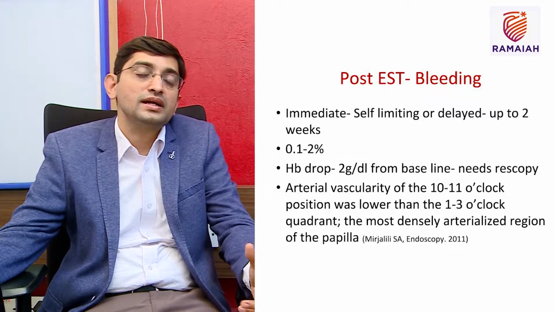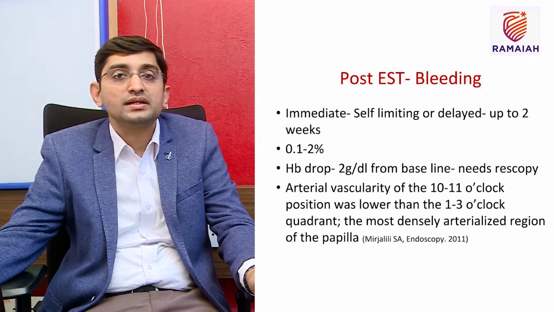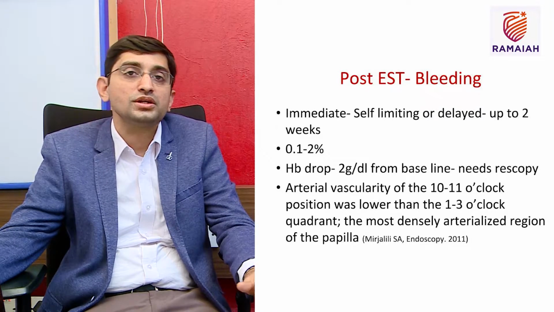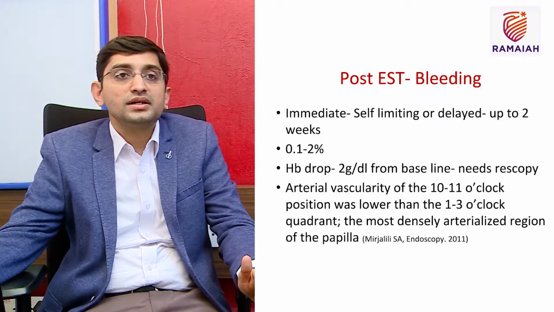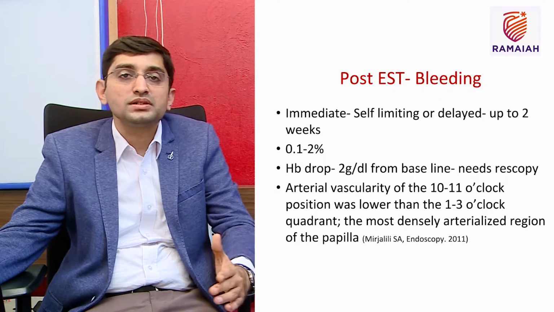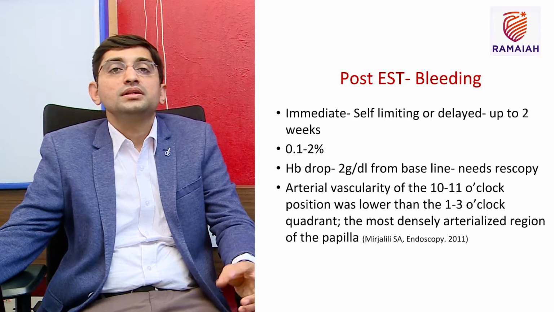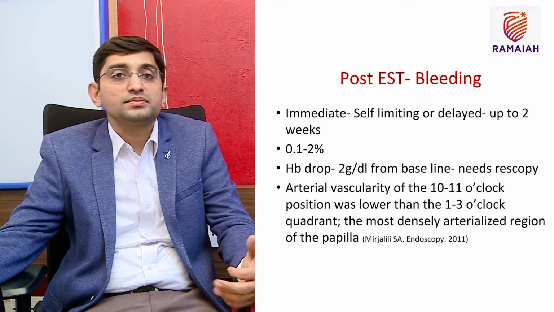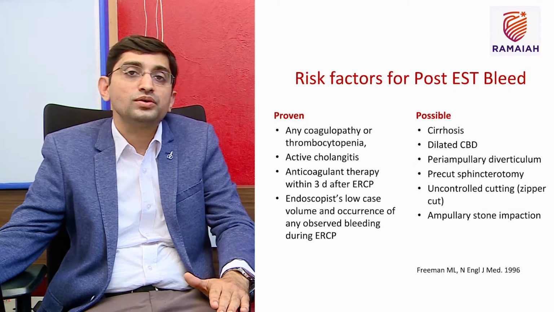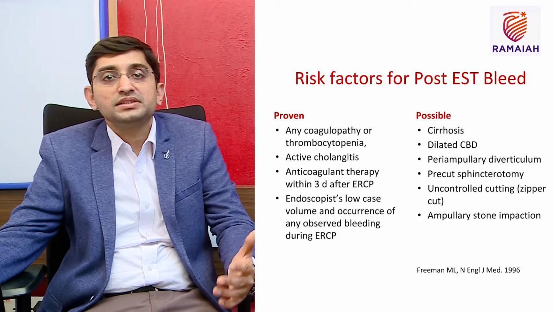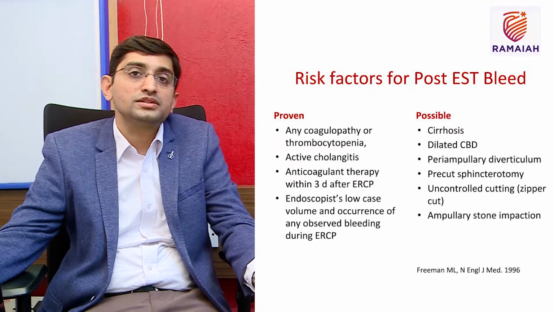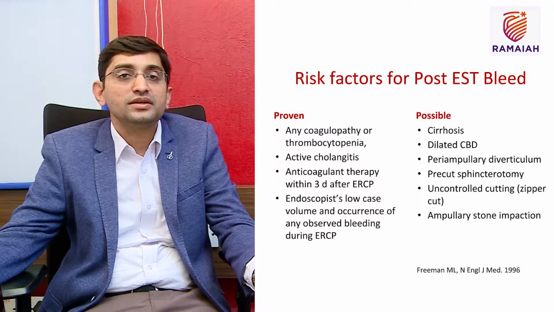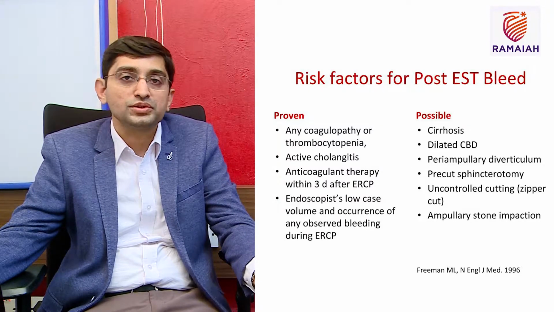In an anatomical study of arterial vascularity, we can see that at the 10 o'clock or 11 o'clock position around the bile duct, the arterial vascularity is lesser. So once it comes towards the 1 o'clock or 3 o'clock position, the arterial vascularity around the ampulla is much more. So whenever we tend to orient towards the right, that means it is a danger. So it's always better to orient our scope as well as the sphincterotomy towards the left, towards the 11 o'clock or 12 o'clock position.